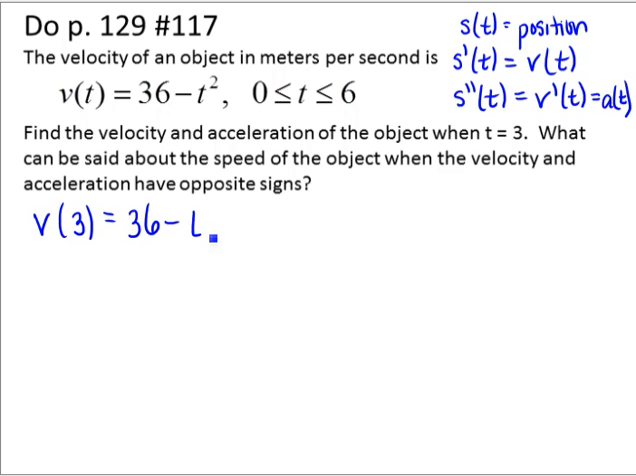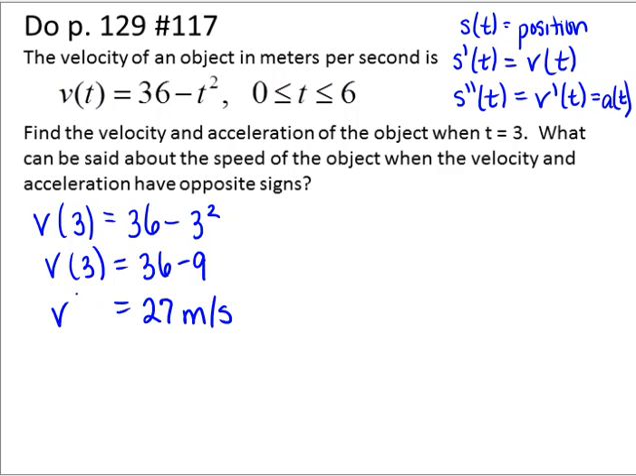I was given the velocity equation, so I can just go ahead and plug in 3. So the velocity when t is 3 ends up being 36 minus 9, which is 27. The label for this is meters per second. Velocity is always feet per second, meters per second, whatever label we're talking about, so distance over time.